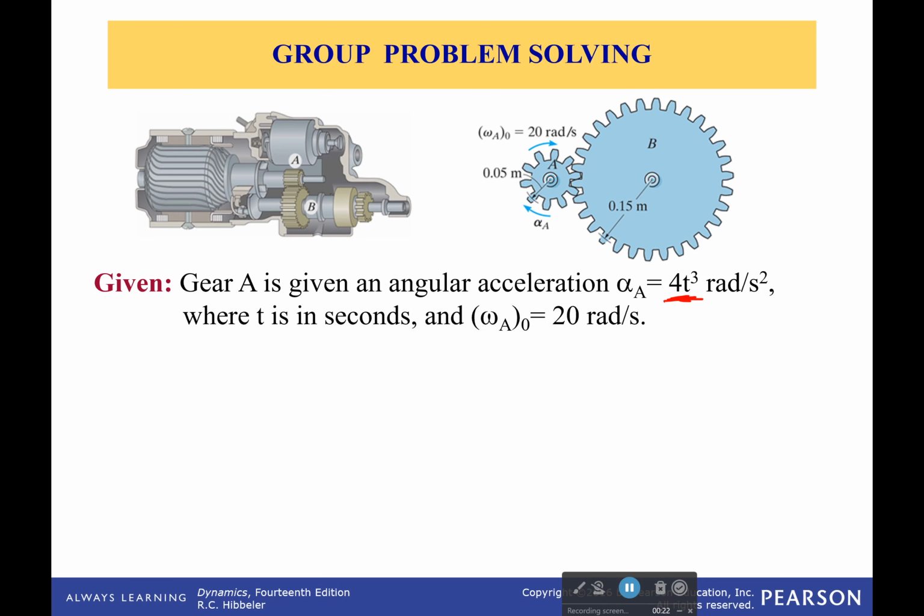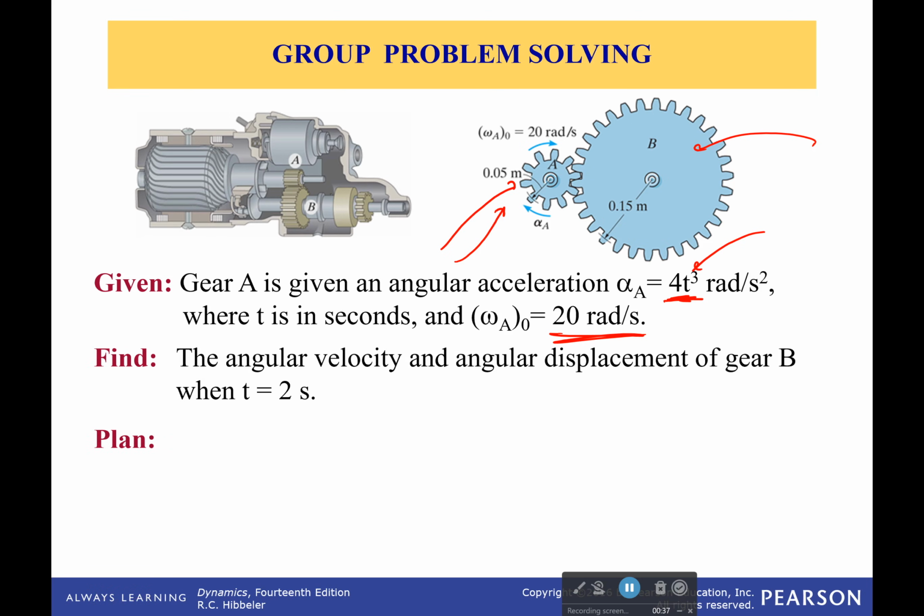So, we know angular acceleration is 4t cubed radians per second squared. And we know that the initial angular velocity is 20 radians per second. And that's for this gear right here. This big gear, little gear. And from that, what do we want to find? Well, we want to find the angular velocity and angular displacement, that's theta, of gear B when the time is equal to 2 seconds.